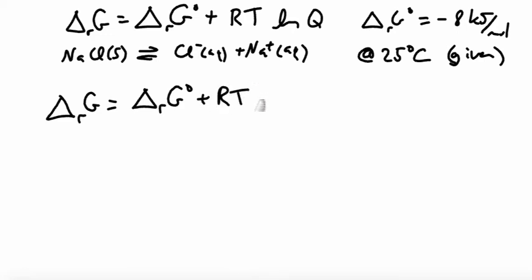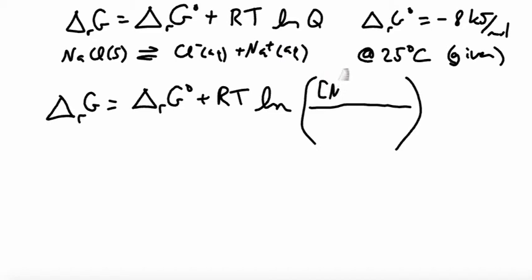plus RT log of Q, and let's write our expression for Q. So Q is products over reactants. So we've got the concentration of sodium, concentration of chloride, and neither one of those has a coefficient, so we don't have any exponents here. For solids or liquids that are pure, we just plug in a 1 down here. So often we'll omit this since we're just dividing by 1.